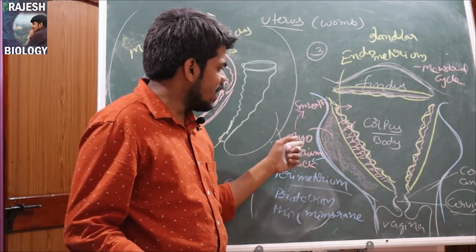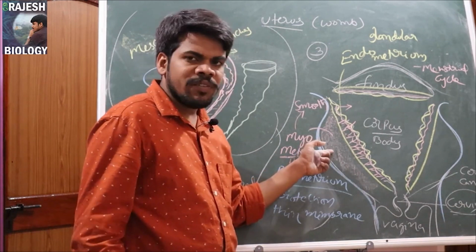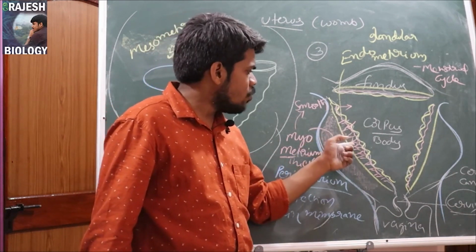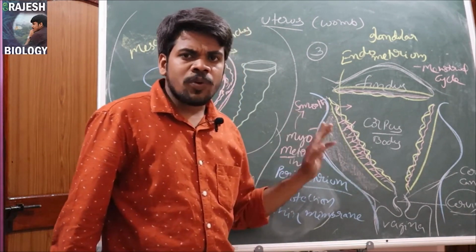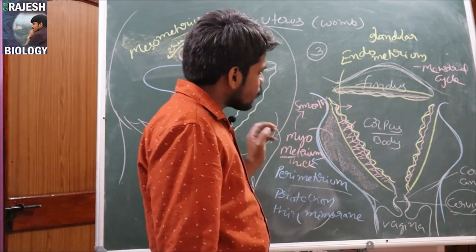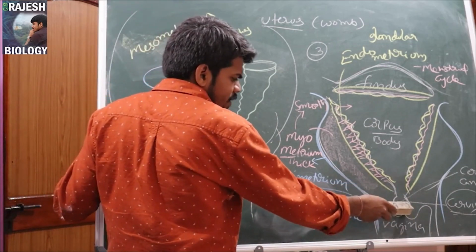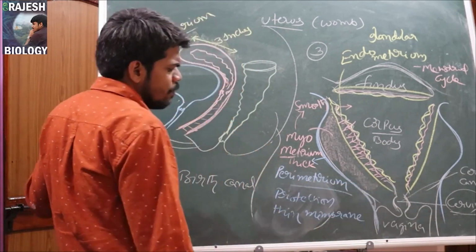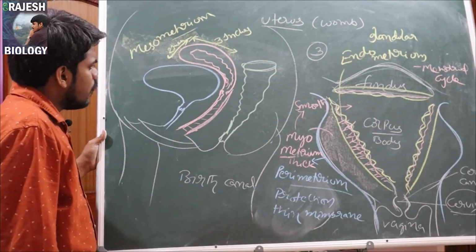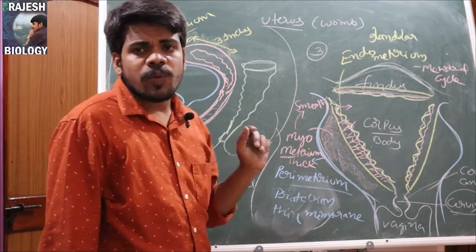And the uterus has three layers: outermost perimetrium for protection, middle myometrium for contractions, and innermost endometrium to support the development of the baby. And yes, the cervix along with the vagina together is called the birth canal. So this is about the uterus.